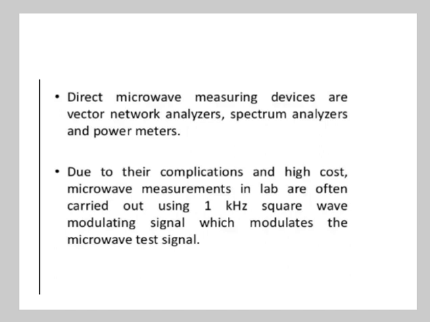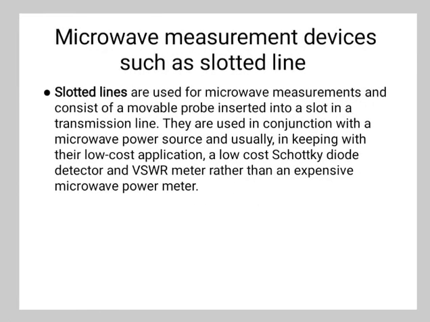So direct microwave measuring devices are vector network analyzers, spectrum analyzers, and power meters. Due to their complications and high cost, microwave measurements in the lab are often carried out using a 1 kilohertz square wave modulating signal which modulates the microwave test signal. Next is microwave measurement devices. First is the slotted line.